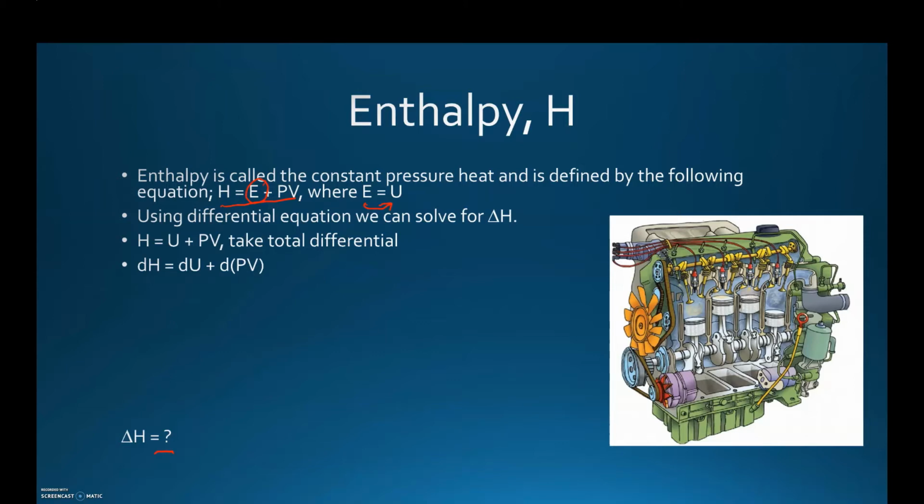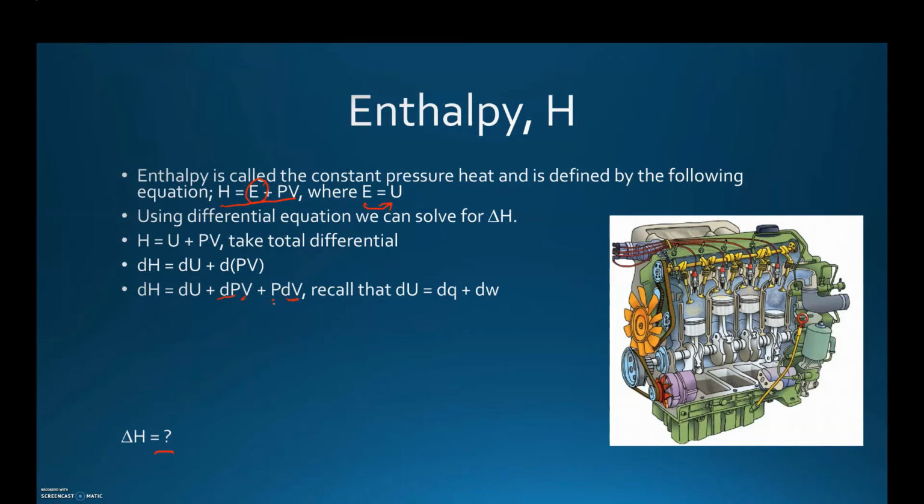Now, you cannot take the differential over two things at the same time. So what we're going to do is we're going to split up the d(PV), and we're going to take the differential of one and keep the other one constant. So that's what we showed here. dH is equal to dU plus V dP, where we take the differential of pressure and keep the volume constant. And then here we keep the pressure constant, and we just take the differential of the volume.